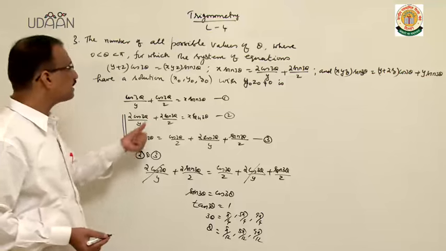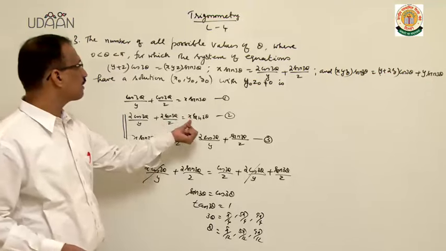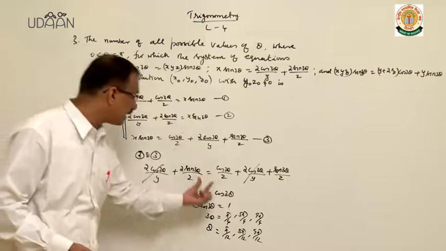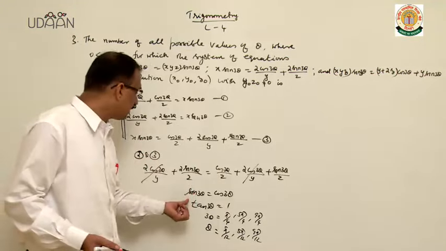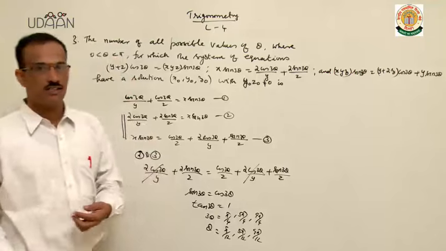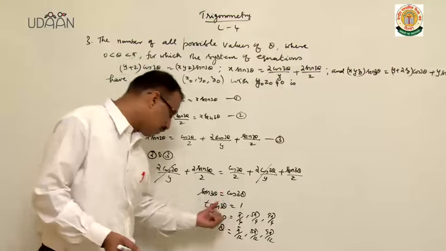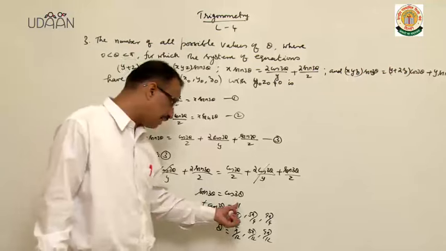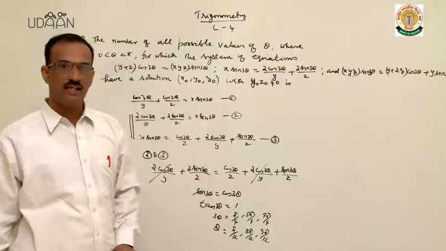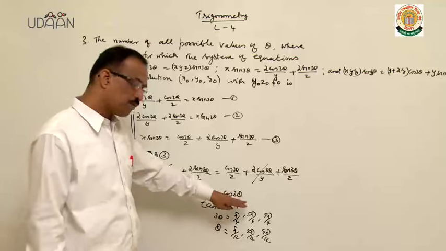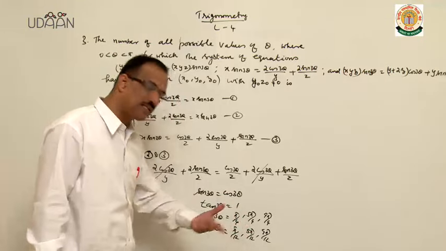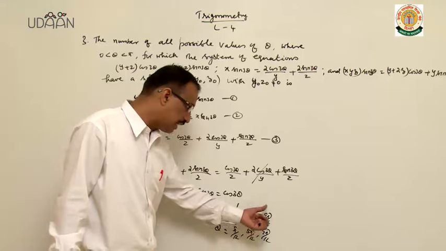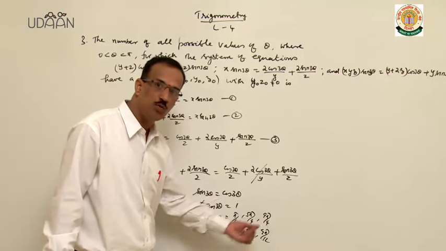So from the second and third, if you compare, this is x sin 3 theta and this also x sin 3 theta. From there, on simplification we get sin 3 theta equal to cos 3 theta. So tan 3 theta equal to 1. Tan 3 theta equal to 1 means tan is positive, so you get it in the first quadrant or in the third quadrant, again the first quadrant.